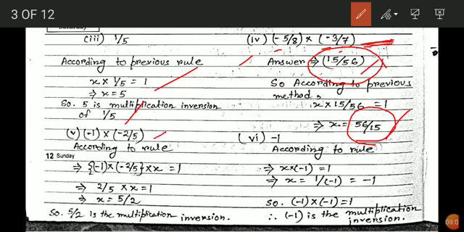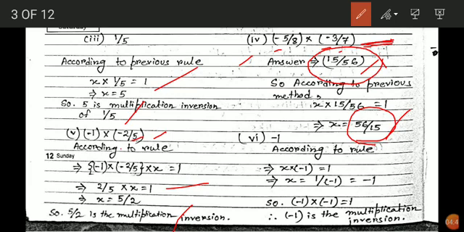Then question number 5. In this case, you can see there are two numbers in multiplication. Minus 1 and minus 2 by 5: again minus minus becomes plus. So we can write 2 by 5 as a positive number. Positive 2 by 5 into x equals 1, then x equals 5 by 2. So 5 by 2 is the multiplicative inverse of minus 1 into minus 2 by 5.